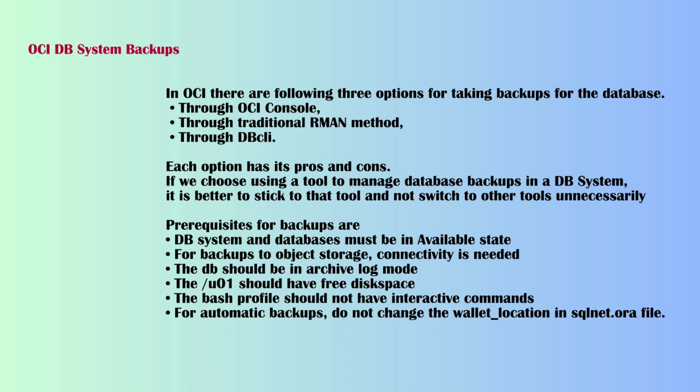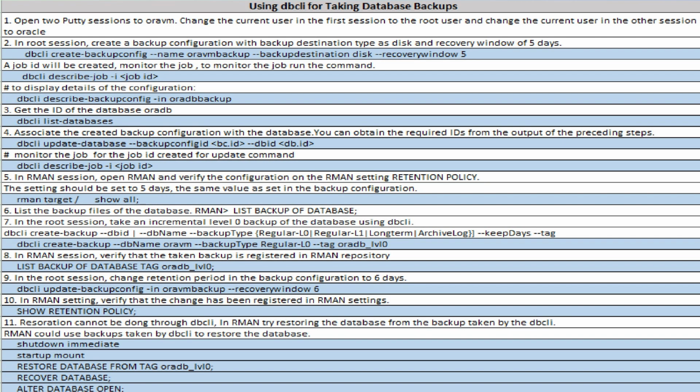Using DB CLI for taking database backups. 1. Open 2 PuTTY sessions to ORAVM. Change the current user in the first session to the root user and change the current user in the other session to oracle. 2. In the root session, create a backup configuration with backup destination type as disk and recovery window of 5 days, using the command dbcli create-backupconfig with the name of the DB backup destination, disk, and recovery window 5. 3. Get the ID of the database ORADB.